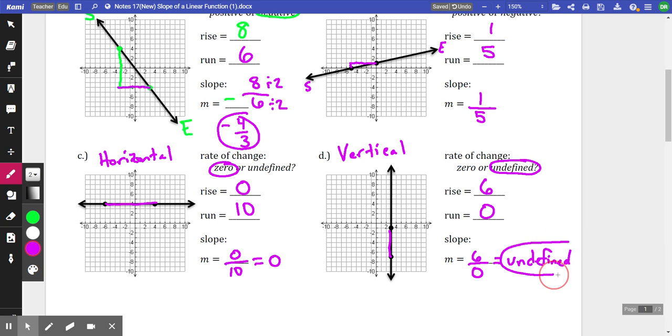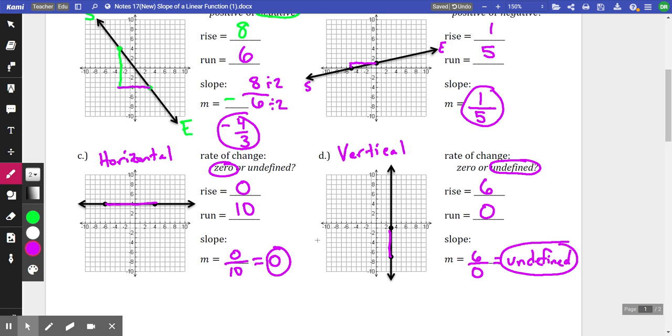All right, so this is what we'd put for our slope. So always make sure that you reduce as much as possible. So you might reduce down to 0, you might just reduce down to a fraction, or you might just put the word undefined. So these are our 4 possibilities.